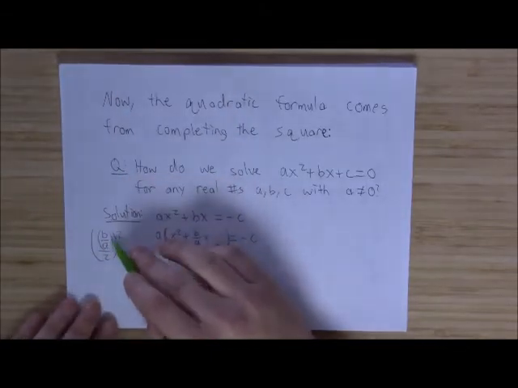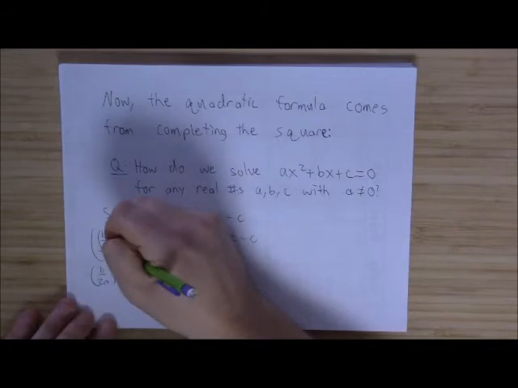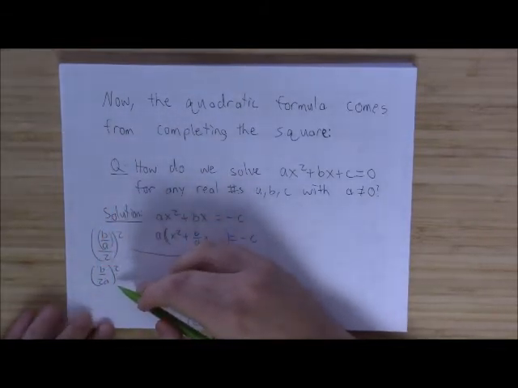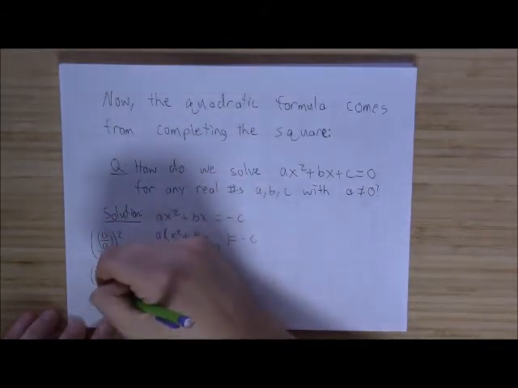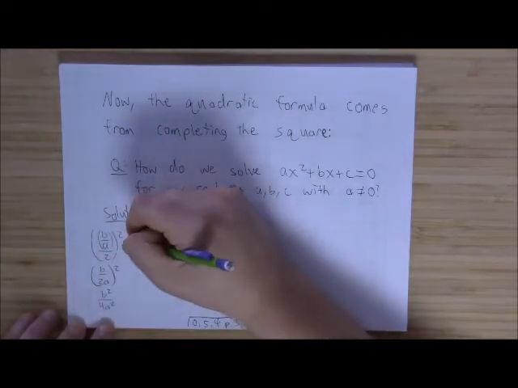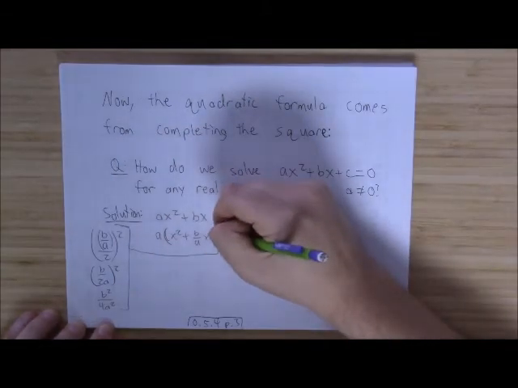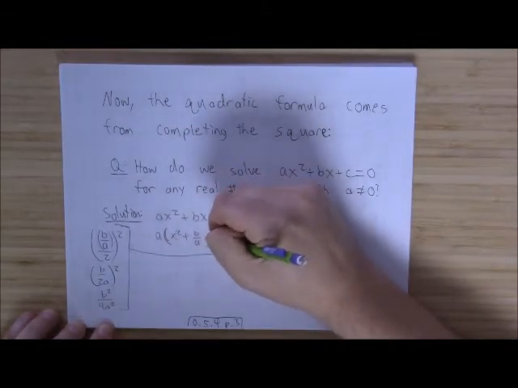Of course, if we do that, what we get is b over 2a quantity squared. And then when we square that, we get b squared over 4a squared. So that goes in here. We add that in there: b squared over 4a squared.